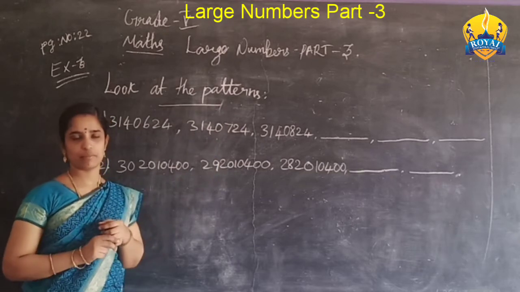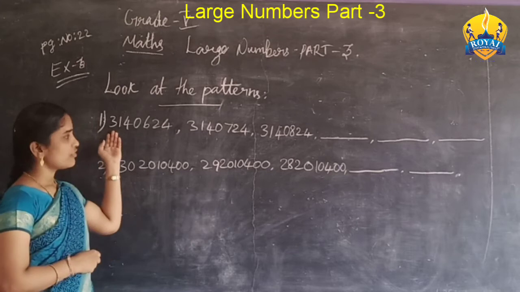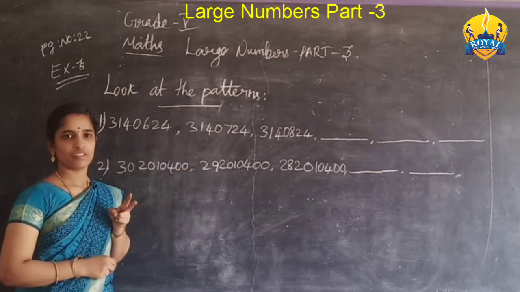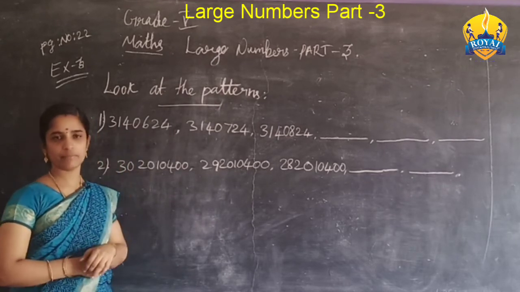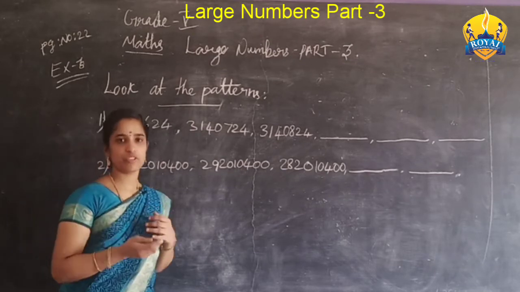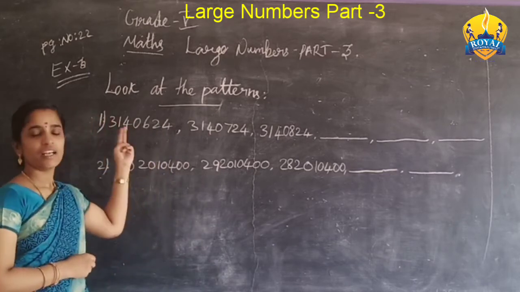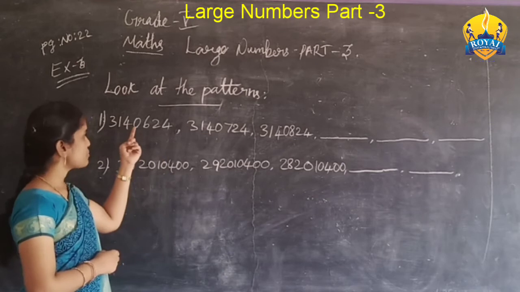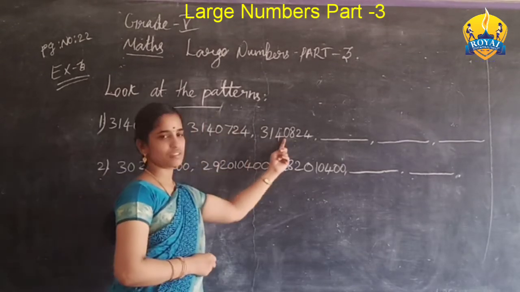Missing numbers. Okay, find the missing numbers. Student, listen. First, look at the series. Note the two points: whether it is ascending order or descending order, and find out the difference between every two successive numbers. That means the difference between the first two numbers and the difference between the second number and the third number.